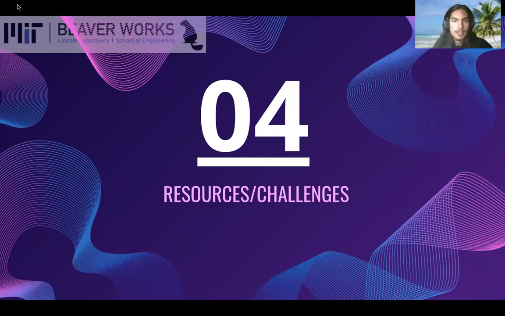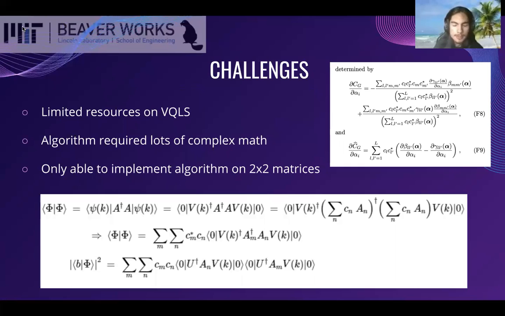And we ran into a few challenges during this project, one of them being the lack of resources on the VQLS. The paper for the VQLS algorithm came out roughly 2 years ago, and so there was really only one tutorial for it. And if there was something we didn't understand on it, we basically just had to read it over and over again until we did understand it. So that took a long time to do. On top of that, the algorithm required lots of complicated math formulas, as you see in these pictures here. That also took a long time to understand. And with the algorithm being so complicated, we were only able to implement the algorithm with 2 qubits, and that meant it could only take a 2 by 2 matrix.